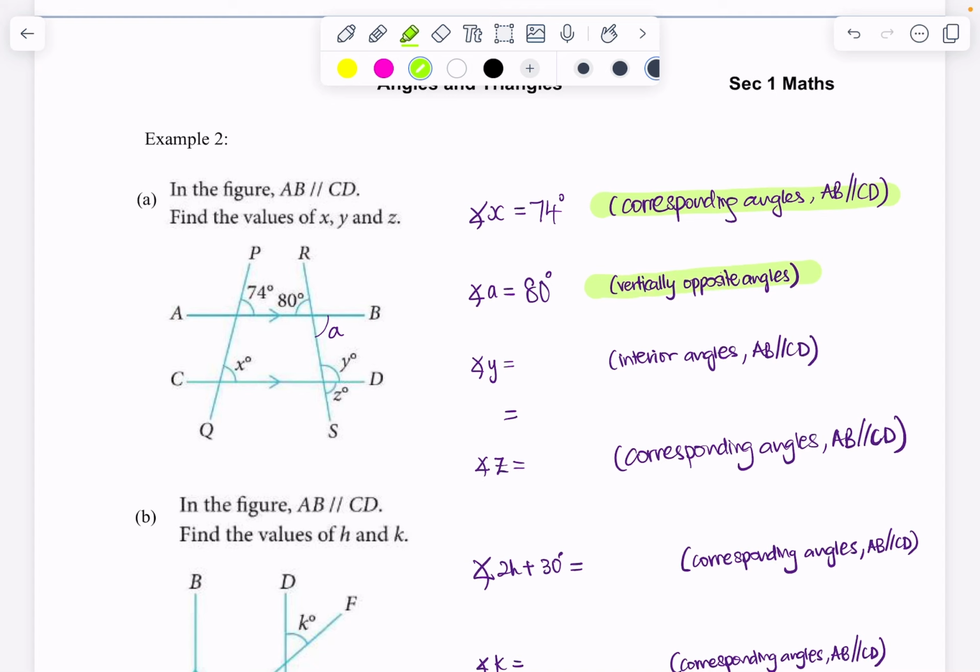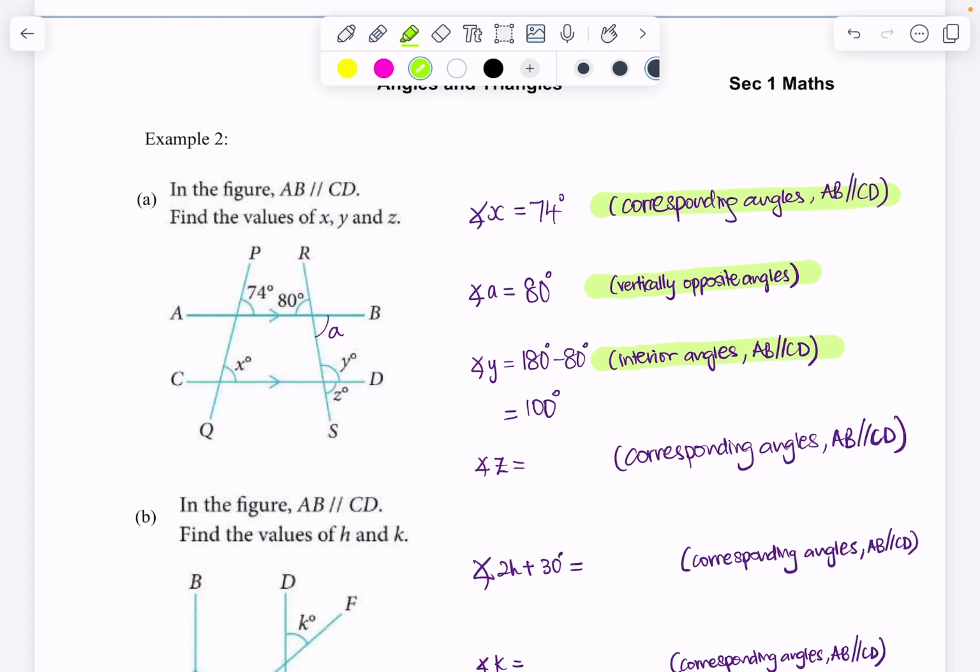Now we can see that angle A and Y would add up to 180 degrees. Therefore, to find Y, I take 180 minus 80. And this will give me angle Y. And the reason being interior angles of the parallel lines AB and CD. Next, to find angle Z.